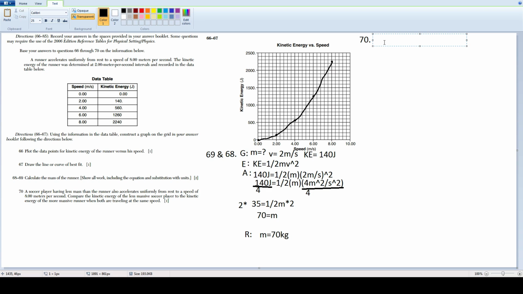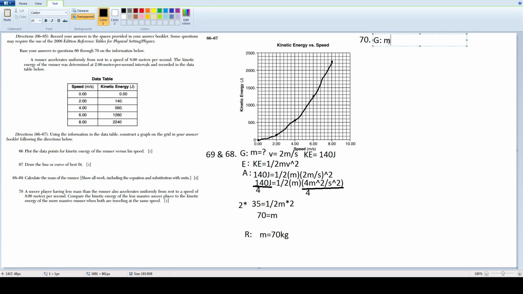So here they're basically asking, will the soccer player with less mass have higher or lower kinetic energy? And here we can start off. All you need to do is replace the mass of the runner with a lower mass than the one from the data table. So if the mass of the runner from the data table is 70 kilograms, let me do a given part. You can use 60 kilograms for the new runner.